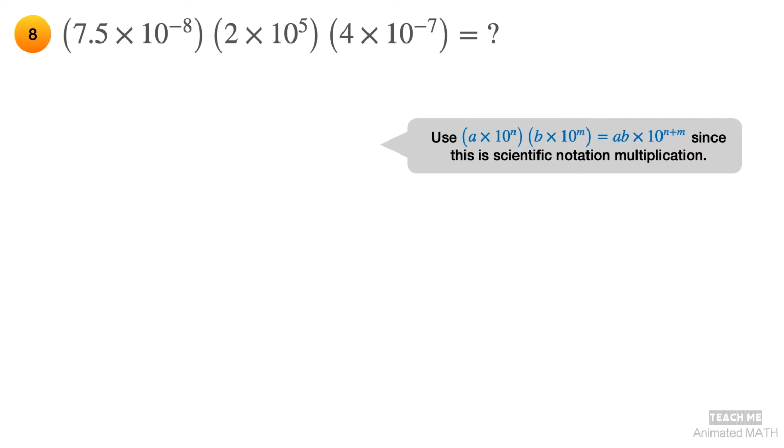Now, let's try using mixed exponent signs to make it more interesting. This is still scientific notation multiplication, so just use the formula. Multiply all 3 coefficients and add all 3 exponents. Again, be careful with handling the sign changes.